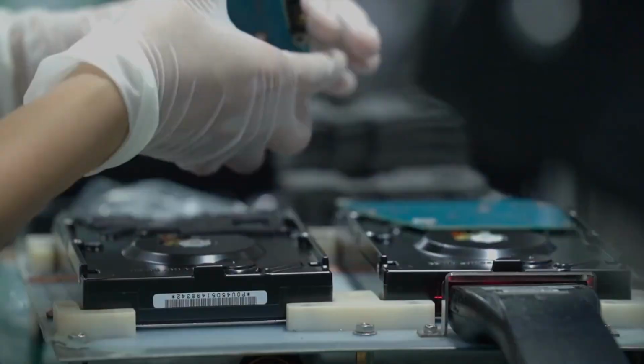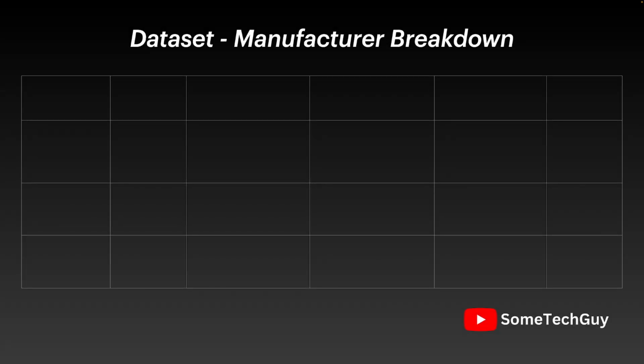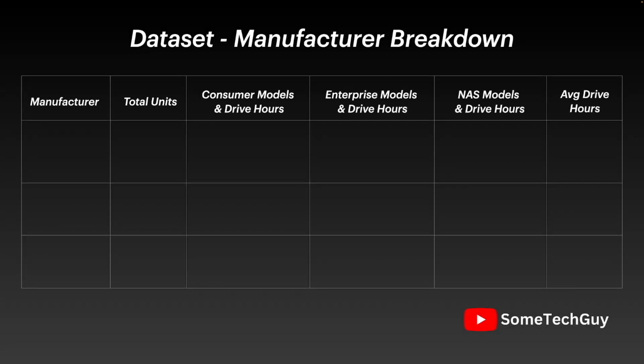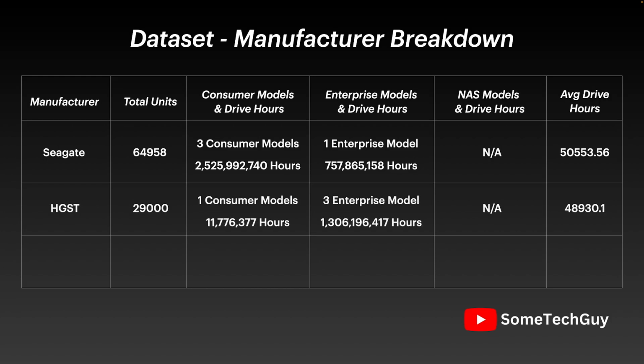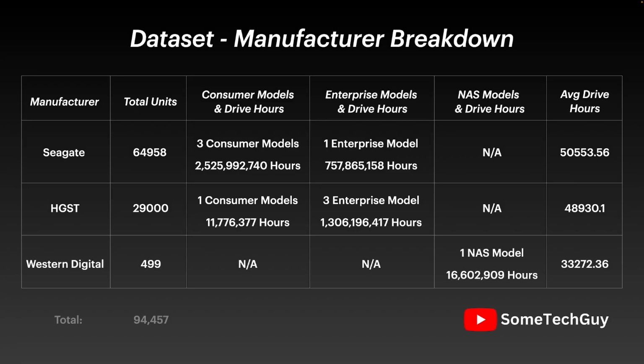Here is a breakdown of what we'll be looking at today, and we have consumer and enterprise disks from Seagate and HGST, who are a subsidiary of Western Digital, and a NAS disk from Western Digital. In total, we're looking at 9 models with nearly 95,000 units, and there's a little under 5 billion hours of drive time, so this is a great pool of data to form the analysis on.